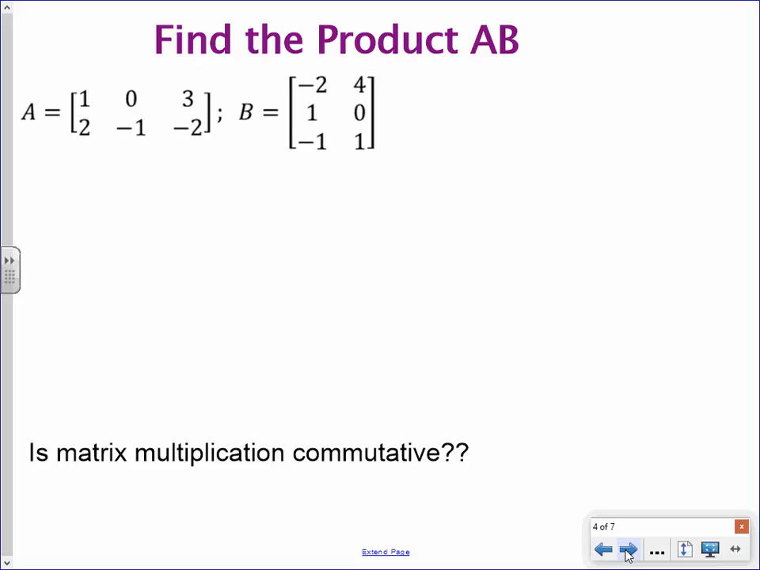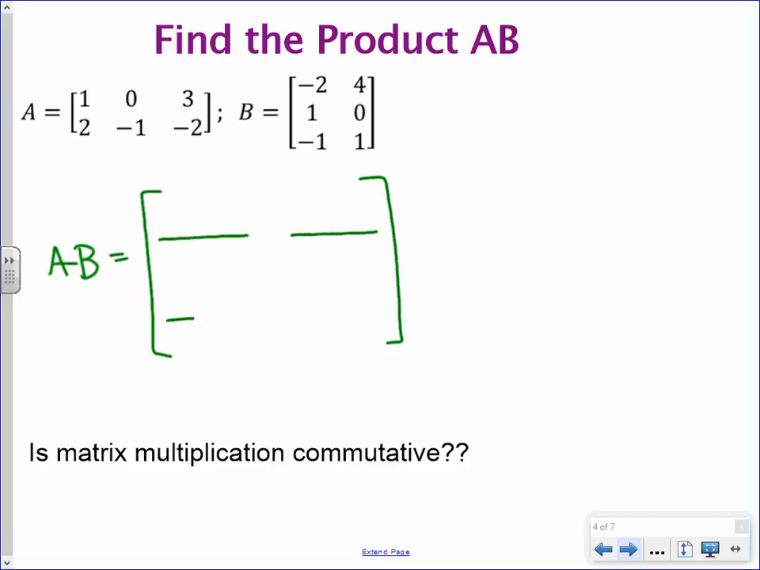Jacob, what's the order of matrix A? 2, 3. Okay. Matrix A is a 2 by 3. Matrix B, Kelsey, what's its order? Can we multiply these two together? We can, and our result is going to be a 2 by 2. So a 2 by 2 matrix has 2 rows and 2 columns.